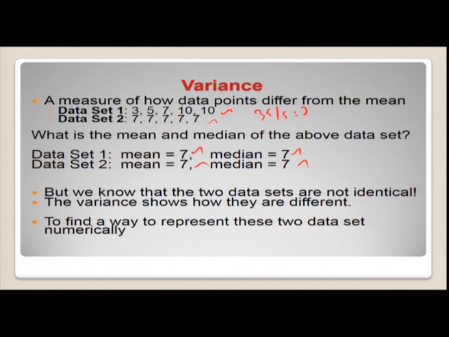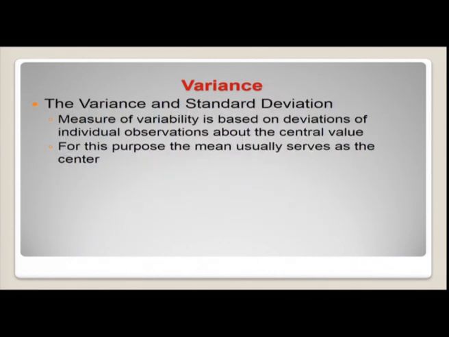But the wonder is, here you have two different data sets. So how is it all one and the same? We know that the two data sets are not identical. The variance shows how they are different. To find a way to represent these two data sets numerically, the variance and standard deviation measure of variability is based on deviation of individual observations about the central value. For this purpose, the mean usually serves as the center.